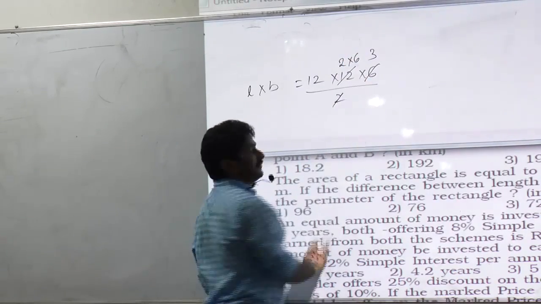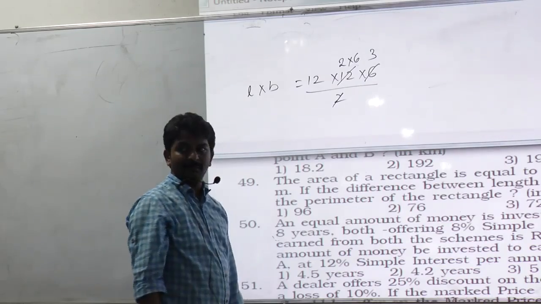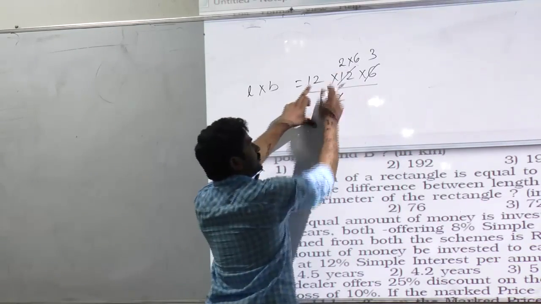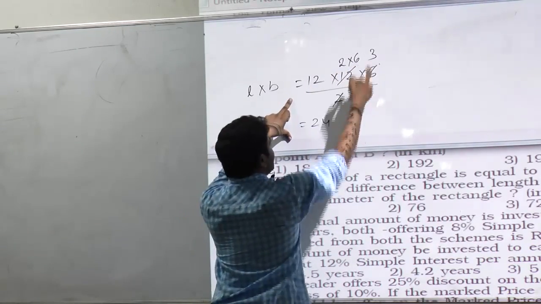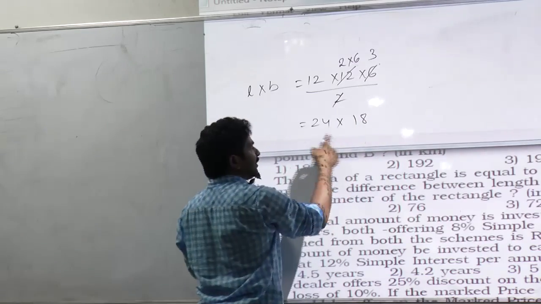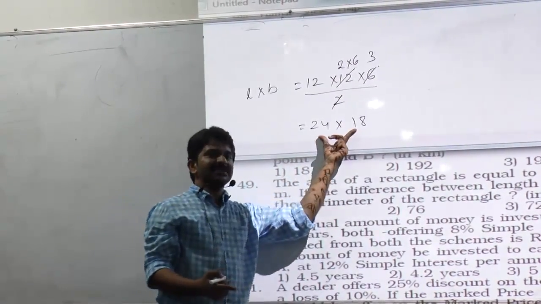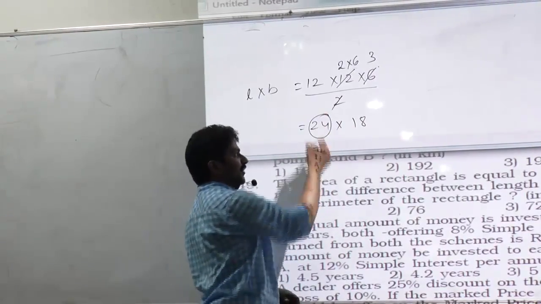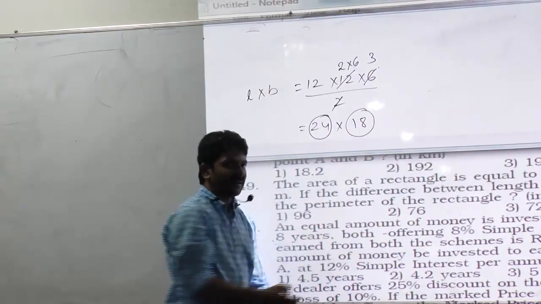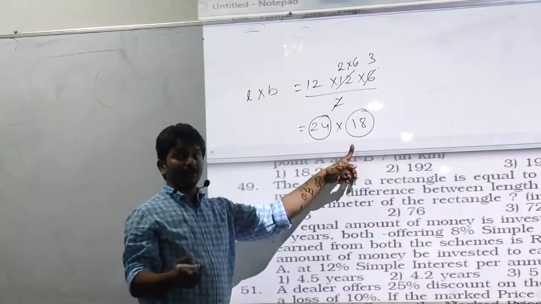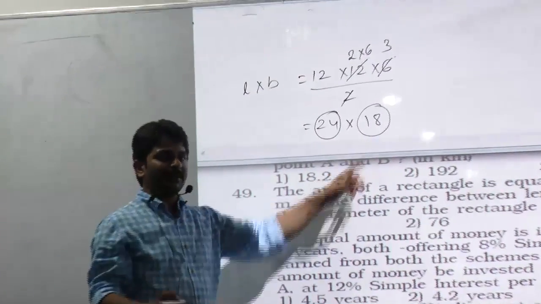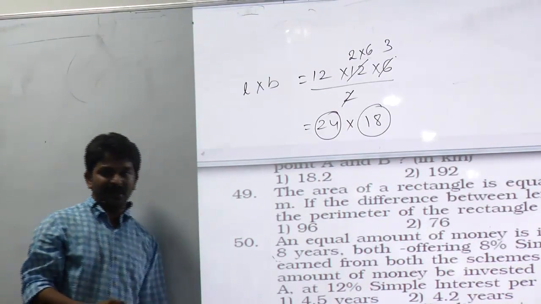Let's try to write this number as 2 into 6, 12 into 2, 24, 6 into 3, 18. So the product of these two numbers is equal to area, and the difference is 6. Hence length is 24, breadth is 18, L plus B is 42. Perimeter is 2 into L plus B, that is 2 into 42, which is 84.